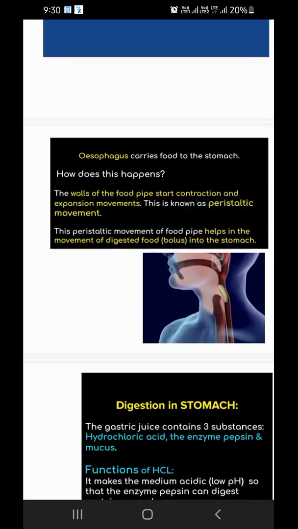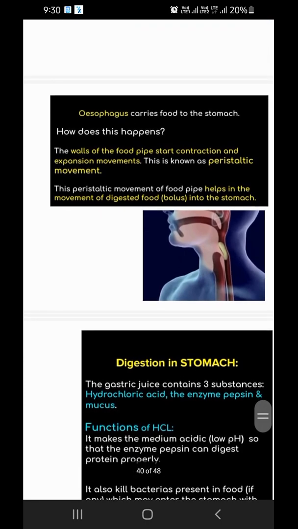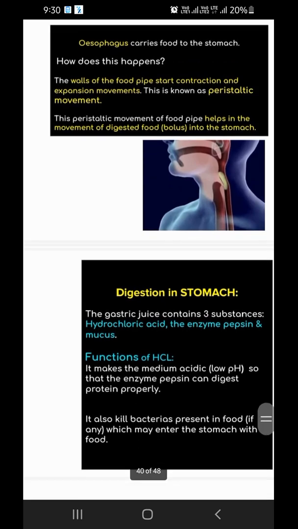Then the esophagus carries food to the stomach. How does this happen? The walls of the food pipe start contraction and expansion movement. This process is known as peristaltic movement. It helps in the movement of the food, known as bolus, into the stomach.